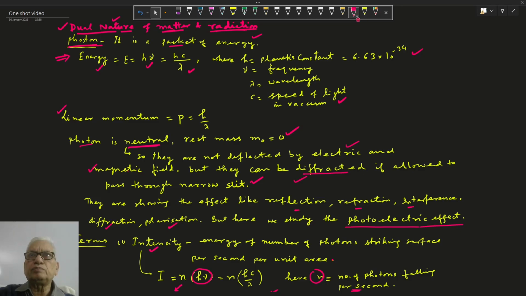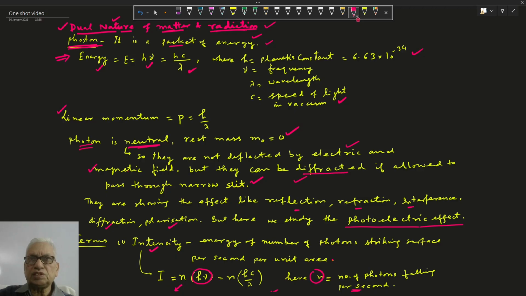Dual nature of matter and radiation. First of all, a photon is a packet of energy, and energy is given by h nu. Nu is the frequency, h is the Planck constant, or h by lambda. Lambda is the wavelength. C is the speed of light. The linear momentum of a photon is given by h upon lambda.